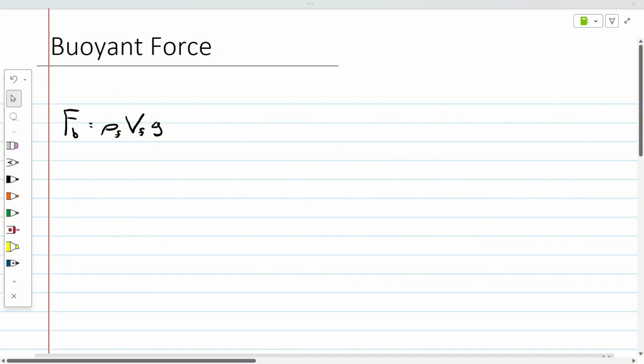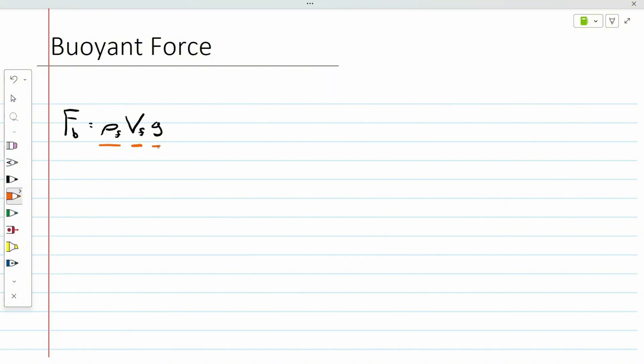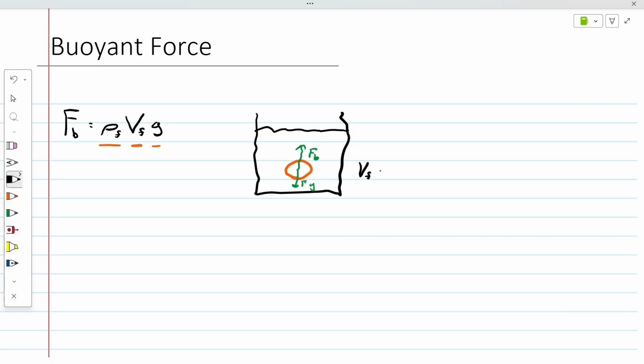So the buoyant force is the force that you feel when you're in the water pushing you upwards. And it equals the density of the fluid that you're in, the volume that you displace, and the gravity. Let's say we had a cup of water, or just some fluid, and there was a ball inside. This ball is going to feel force due to gravity, because obviously gravity is acting on it, and also this buoyant force. In this case, the volume of the fluid that this ball is displacing is equal just to the volume of the ball, because all of it's in the water, or whatever fluid it is.